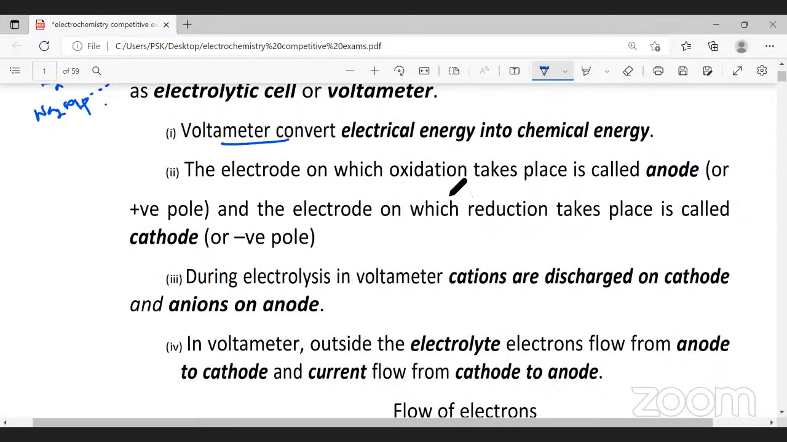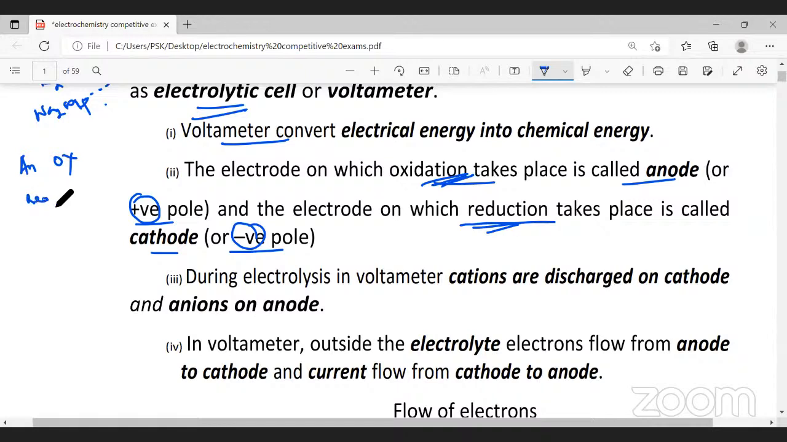The electrode on which oxidation takes place is called the anode, or the positive pole. And the electrode on which reduction takes place is called the cathode, or the negative pole. So in an electrolytic cell, the anode is the positive electrode, represented by the positive pole. The cathode is the negative electrode, represented by the negative pole. At the anode, oxidation takes place, and at the cathode, reduction takes place. So you should remember An-Ox, and Red Cat.